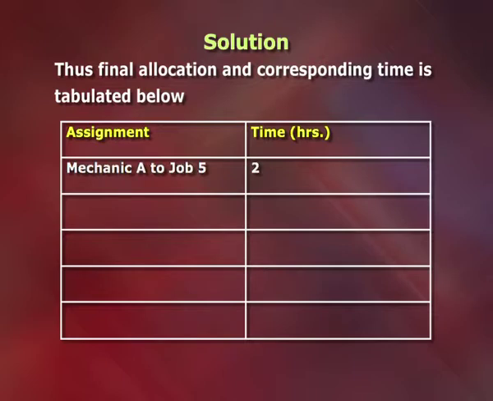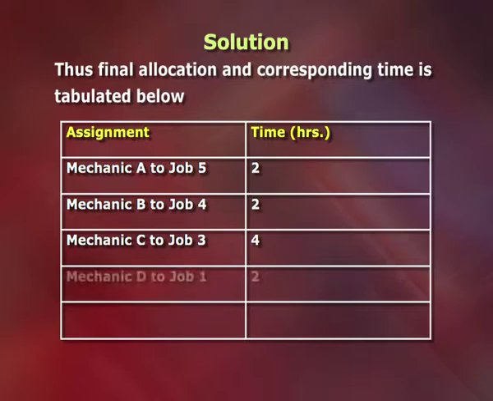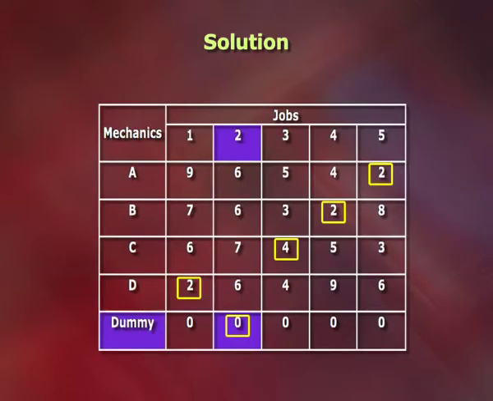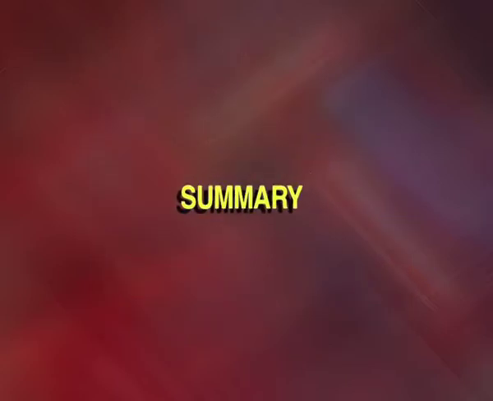So mechanic A should be assigned job 5 and 2 hours are required. Mechanic B to job 4, 2 hours are required. Mechanic C to job 3, 4 hours will be required. And mechanic D to job 1, 2 hours are required. So total allocation will be 10 hours. Here it is important to note that job 2 is assigned to a dummy mechanic, and so job 2 will remain unattended. Let us summarize the whole assignment problem.